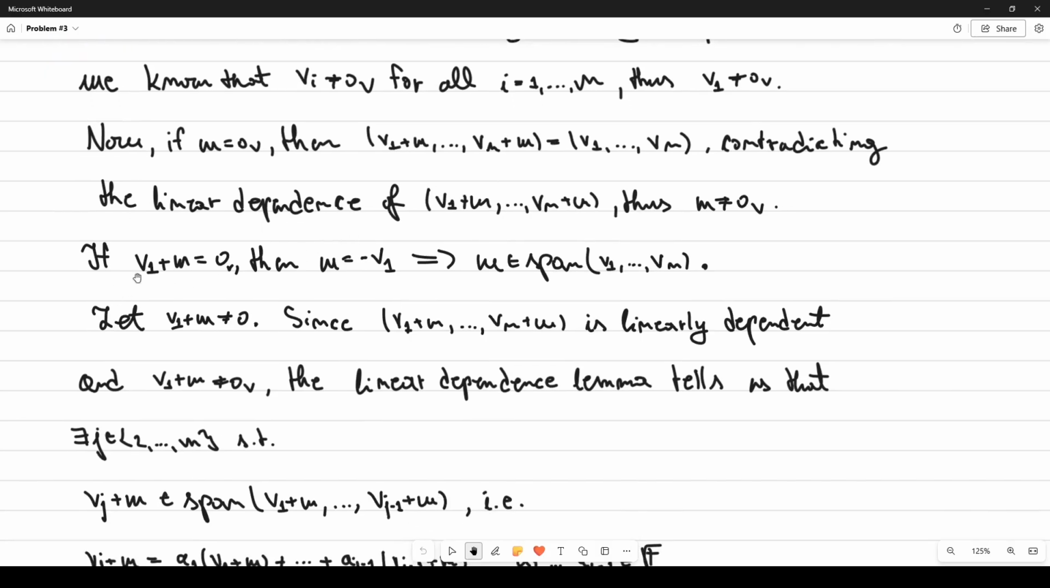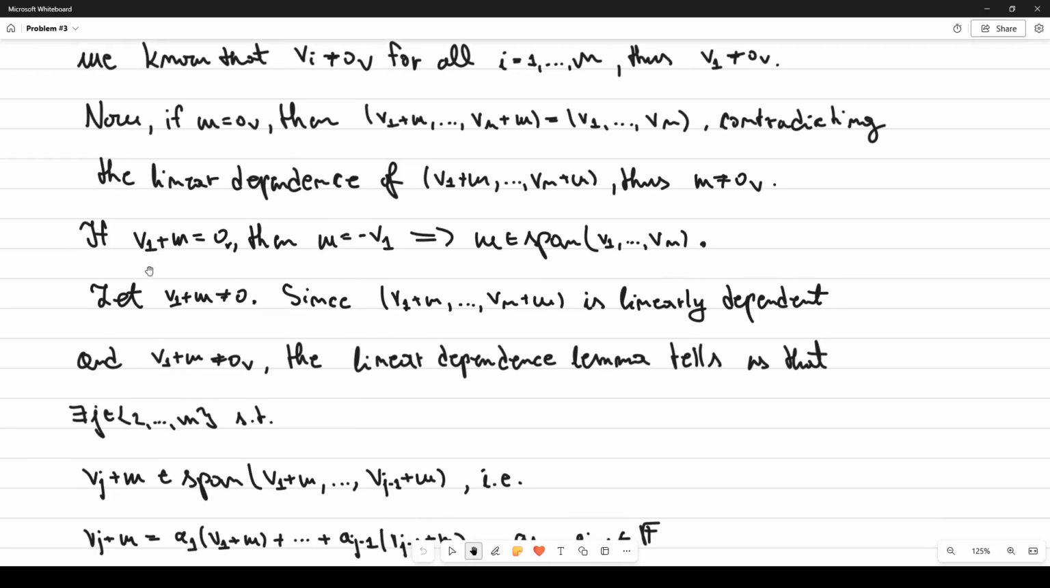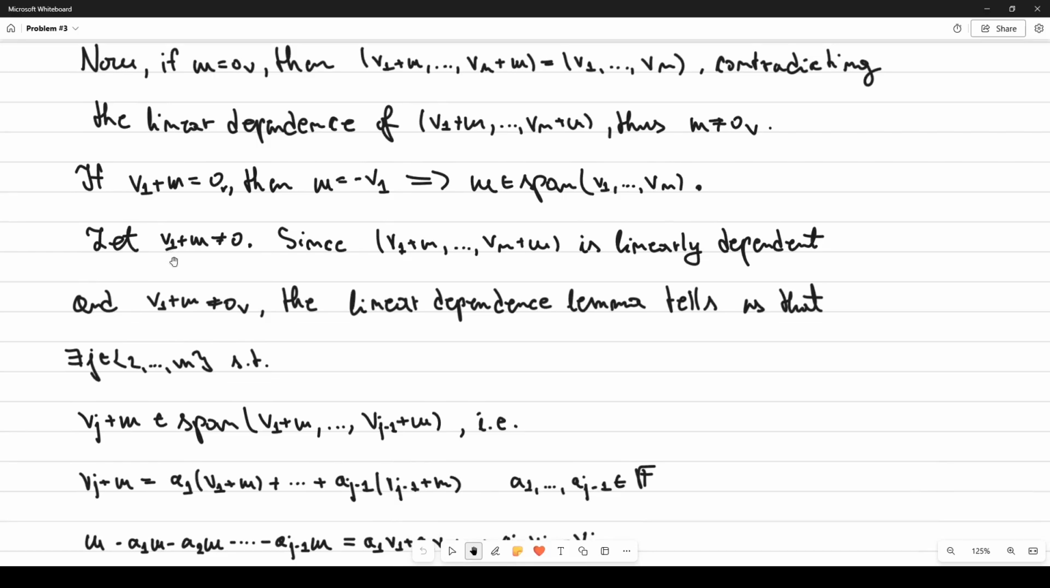Now, if V1 plus W is equal to the 0 vector, then, well, we're done. W is just equal to the inverse of V1 then, and we would have that W belongs to the span of our original list. So let's suppose that V1 plus W is different from 0.